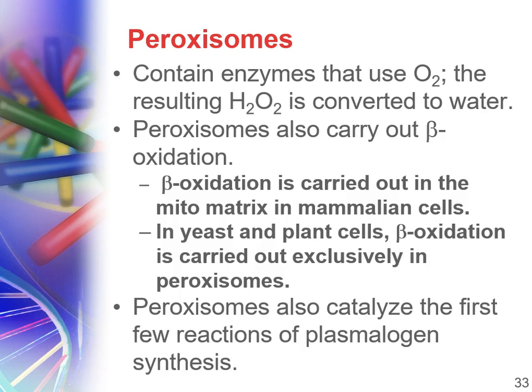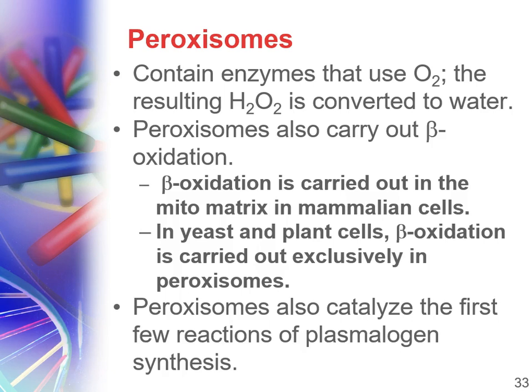Peroxisomes contain enzymes that use oxygen because oxygen is vital, but it is damaging. The product is hydrogen peroxide, which is also damaging, so that needs to be converted to water. So you convert it to something that's less damaging. Peroxisomes also carry out beta oxidation. You might remember this from Biochem 1, and those of you who are with me in nutrition. Beta oxidation is how we oxidize fatty acids. And we know that we do this in the mitochondrial matrix in mammalian cells. But if you are a yeast or a plant, the peroxisome is where beta oxidation takes place.